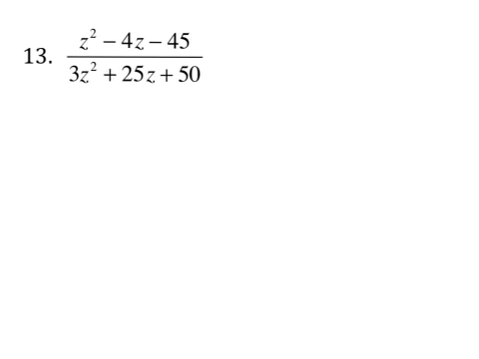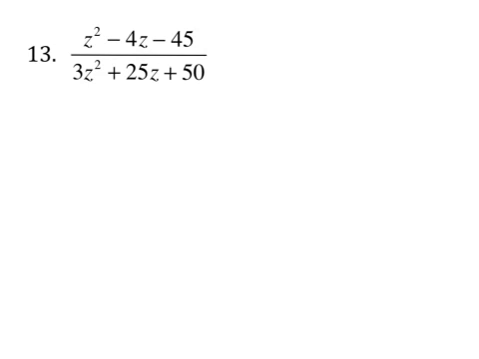For our last problem, we have z squared minus 4z minus 45 over 3z squared plus 25z plus 50. So we want to try to factor this and see what will cancel. So if we factor the top, we need 2 parentheses, and we need a z and a z. 2 numbers that multiply to 45 are 5 and 9. 5 and 9 also can make a negative 4, but we need the 9 to be negative and the 5 to be positive.